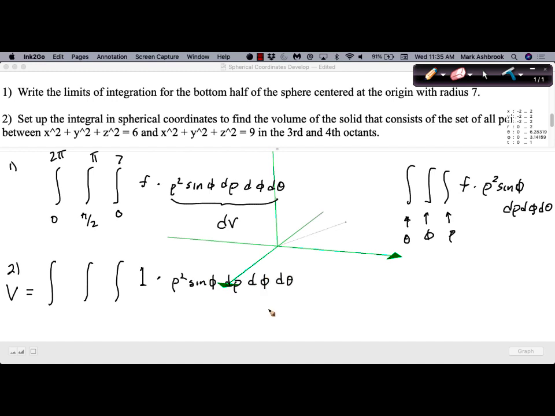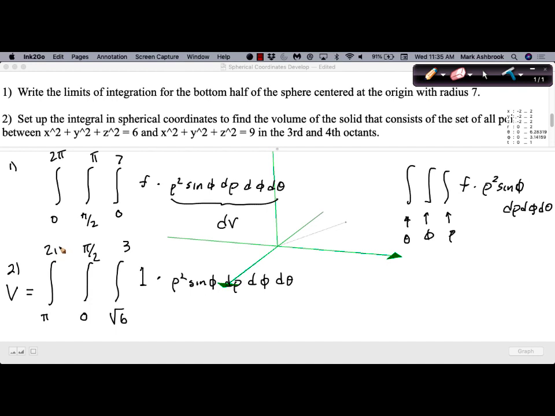Okay, for this thing, oh, I wanted to draw it. What does rho go from? 6 to 9. Is that right? That's weird. Oh wait, root 6 to 3. Yeah, it'll go root 6 to 3, starting from the inner radius. Phi goes from what? All points between in the third and fourth octants. 0 to pi over 2. And then pi to 2 pi.